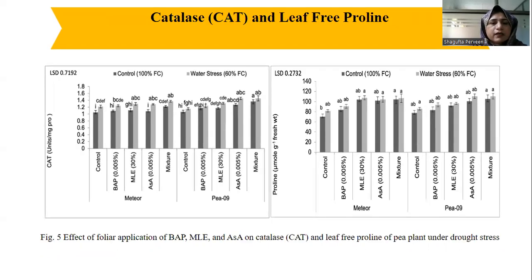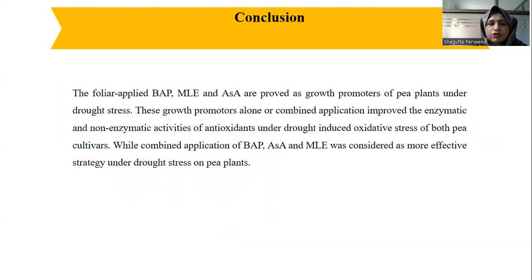Catalase activity significantly increased under 60% field capacity and by foliar application of BAP, MLE, and ascorbic acid. Proline content significantly increased in both pea cultivars under 60% field capacity. All treatments significantly enhanced proline contents in both pea cultivars under non-stress and drought stress conditions. However, MLE 30% was more effective in increasing the proline contents in the pea cultivar mixture.